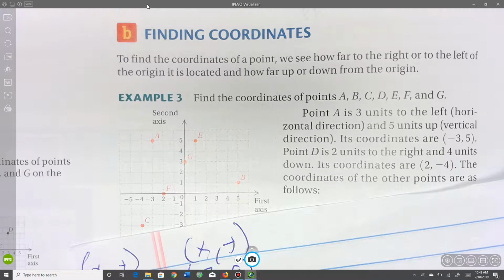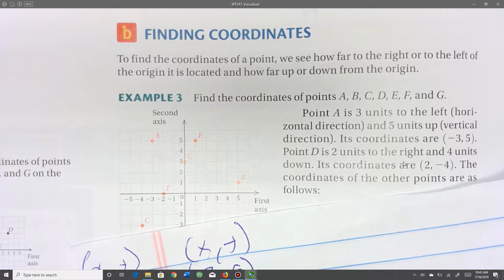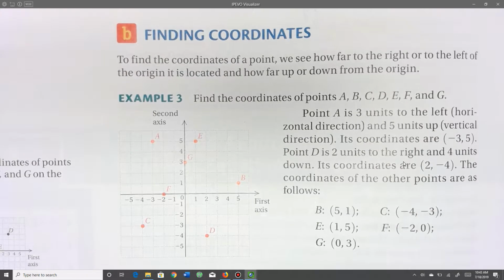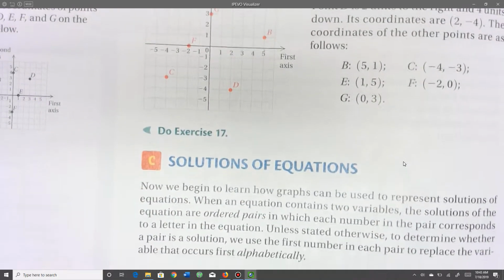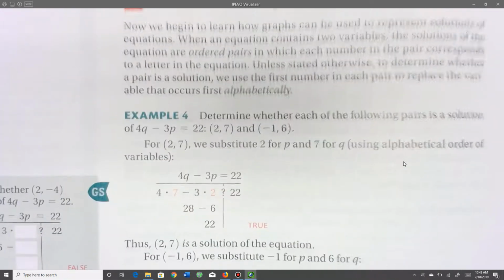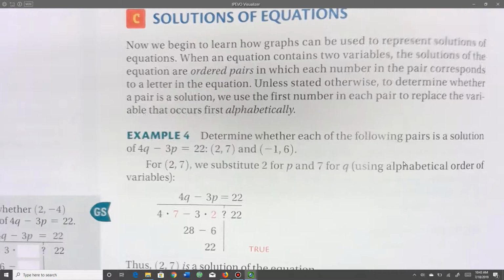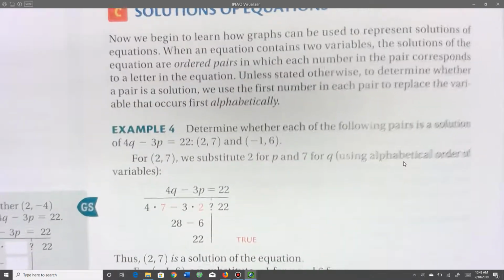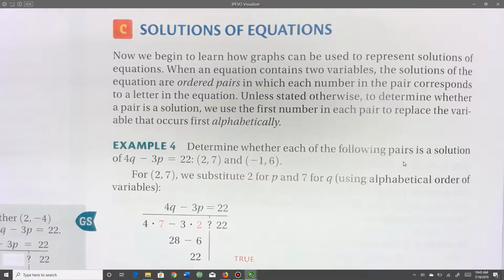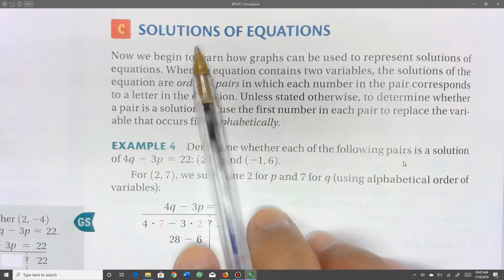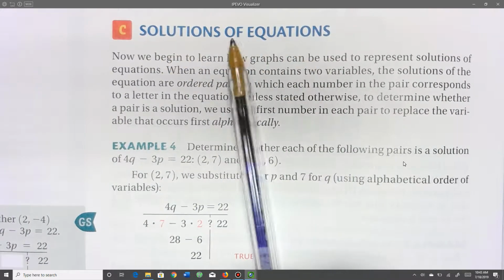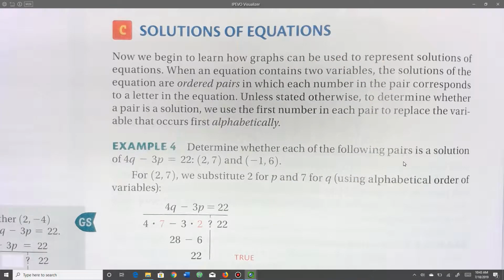Okay, so let's move on, and that's it for section B. So let's move on to section C here, and this is really not that hard. You just need to practice though. You really need to practice. Anyway, for section C, we need to find solutions of equations.